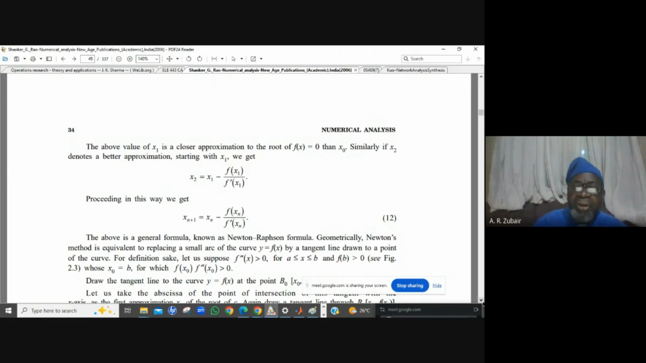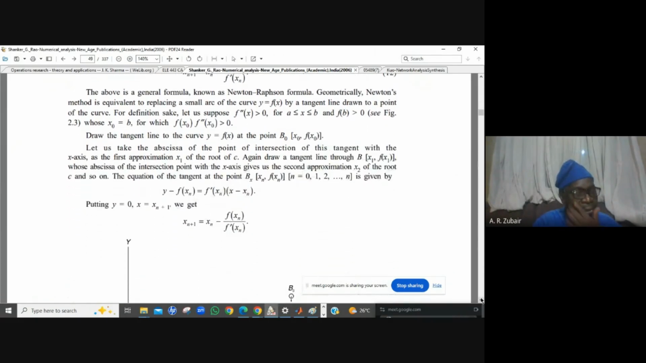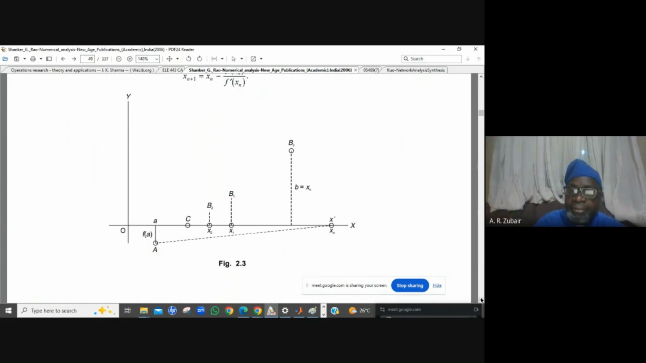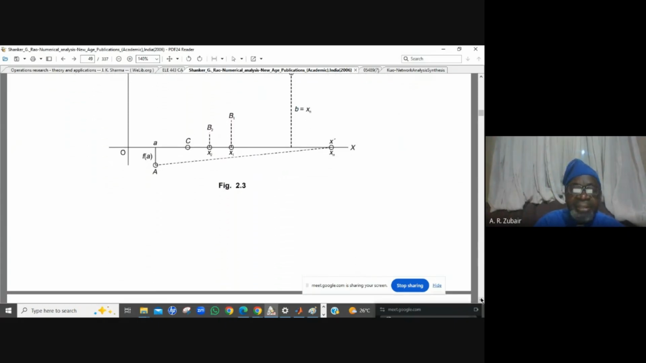An example will convince us. So please master this, or you may have to memorize it, but by the time you start using it, you don't need to memorize it. It will become part of you. It will be at your fingertip. This is the formula for the Newton-Raphson method, or Newton iteration method. Let's go straight to an example.